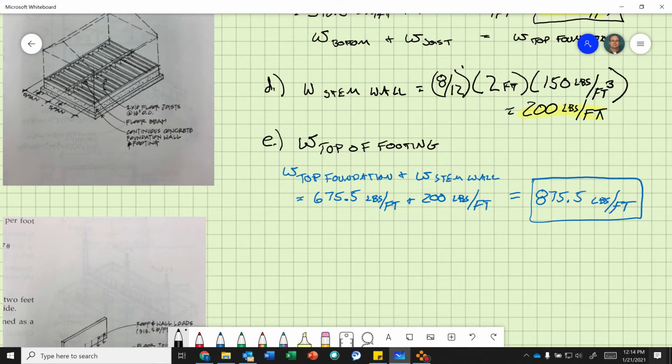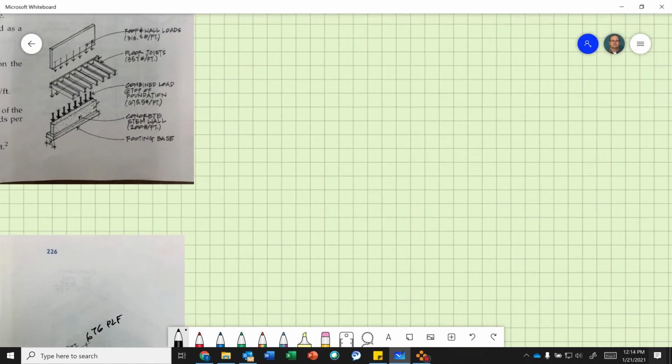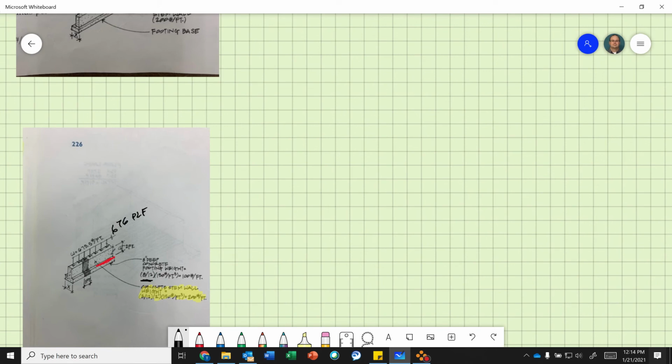Okay, so based on codes and stuff, as you can look here, they assumed a footing thickness of 8 inches. What we're trying to find is the width of that, because the thickness is 8 inches. So if I take 8 inches times 150 pounds per cubic foot, that concrete weighs 100 pounds per square foot. That should actually be square feet. Okay, so how do I do this?